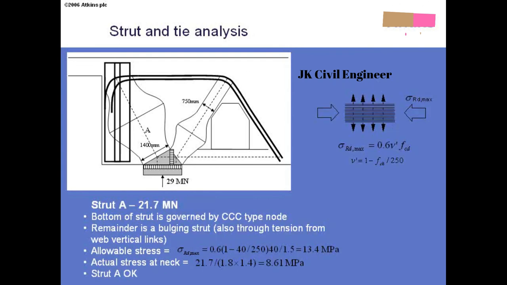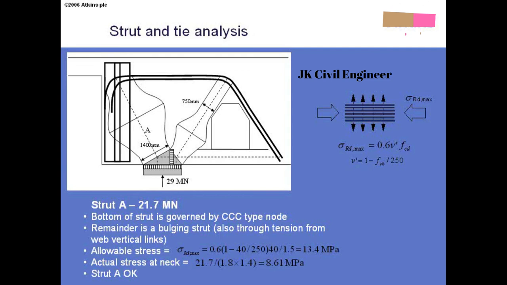We then need to check strut A coming out from the bottom there. We should do two checks, really. We should check the bottom of strut A as it actually comes into the node, and then we should check the remainder of the strut. But because the force at the node and in the strut is the same, and for the strut we have transverse tension created by the bulging effect, the limiting stress for the strut itself is actually smaller than for the node. So there isn't actually any point checking the force on the node itself. We just go straight into checking the strut.